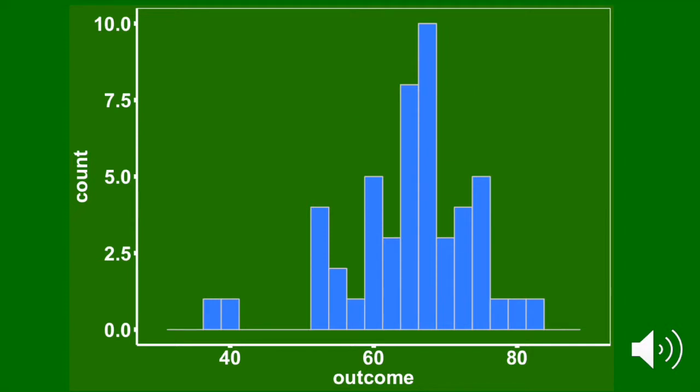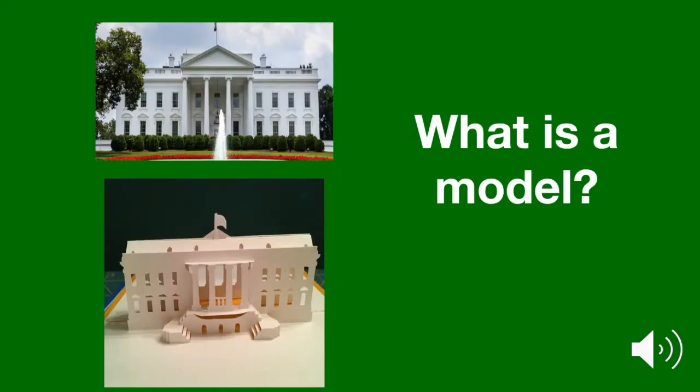Now, what do statisticians do with this variation that we see in distributions? Often we create a model, but that begs the question, what is a model? And so in this case, we're just going to draw from our regular old understanding of models. For instance, if we have a White House, the real White House, we might create a scale model of it to help us understand some things about it.